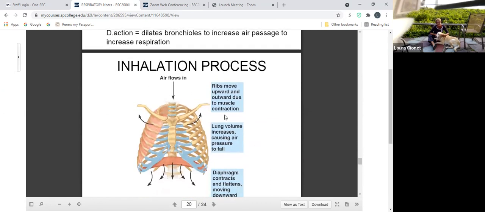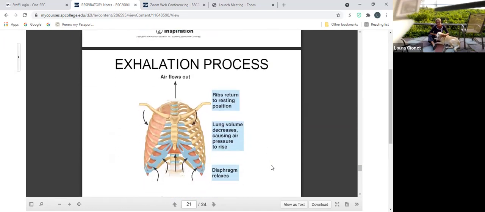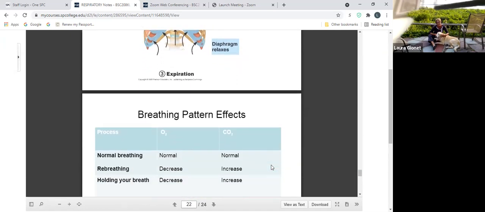Here we have pictures of what the ribs and the diaphragm are doing. So this is where we get the information on the action of the intercostal muscles in the rib, the pleural membranes, and the diaphragm. When we have inhalation and exhalation, you can go through that. Let's have them up there.